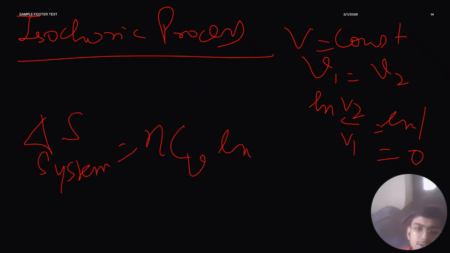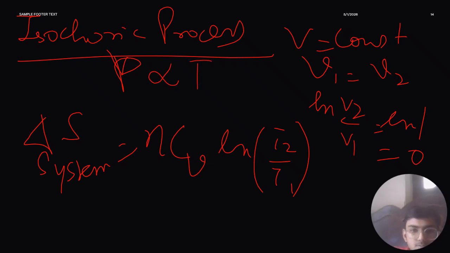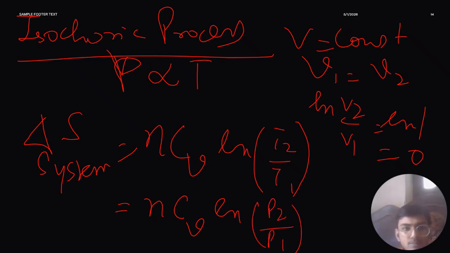NCV ln T2 by T1. I'm talking about NR ln V2 by V1, so that term will be 0 because ln V2 by V1 is 0. So it will be NCV ln T2 by T1. Since volume is constant, pressure is also directly proportional to temperature for a constant number of moles. So we can write it like this also. Okay, this was our isochoric process.